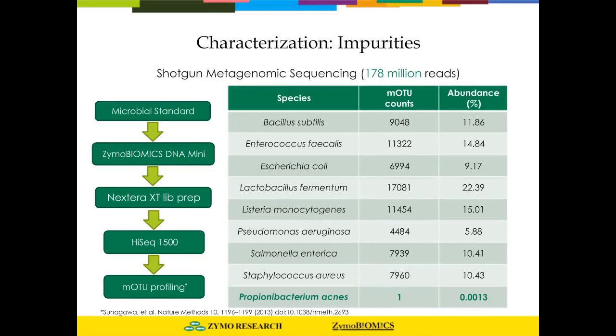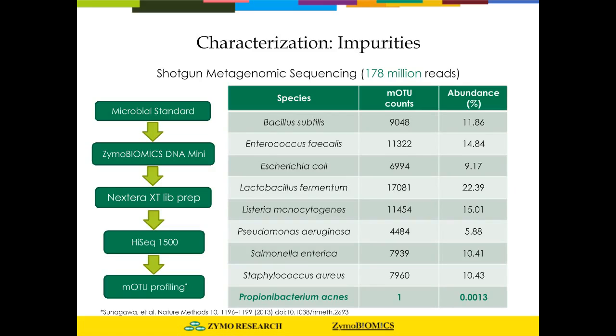So then we decided we were going to look at the impurities within the standard to ensure that the output, whatever people are seeing with using our standard, is in fact an impurity versus say, errors in our construction of the standard. So we did 178 million reads using shotgun sequencing, and we used mOTU profiling. The reason why we chose this was because of the very low false positive rate. And this was a method developed by Sunagawa et al. in 2013. So if you notice here, we had 1 mOTU count for P. acnes, which is extremely low.